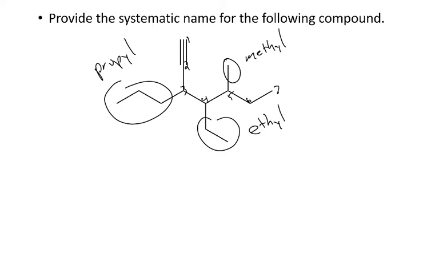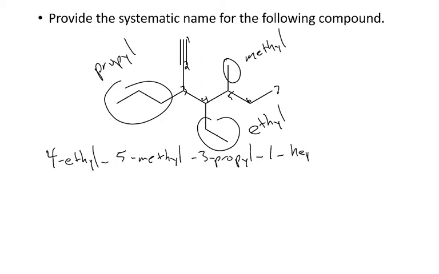So then putting all this together, putting in my substituents in alphabetical order, I have 4-ethyl, 5-methyl, 3-propyl, and then 1, and then 7 carbon chain. An alkane would be heptane, an alkene would be heptene, and so the alkyne is heptyne.